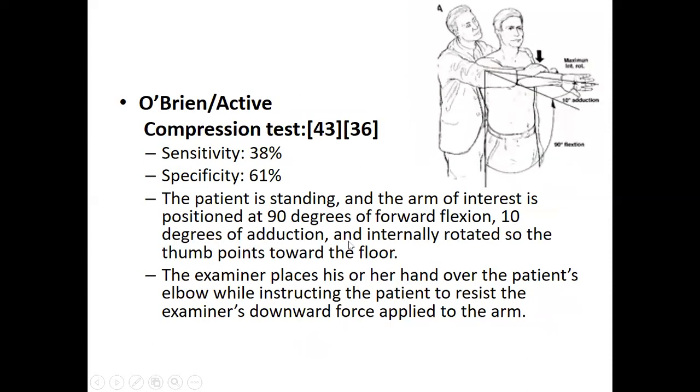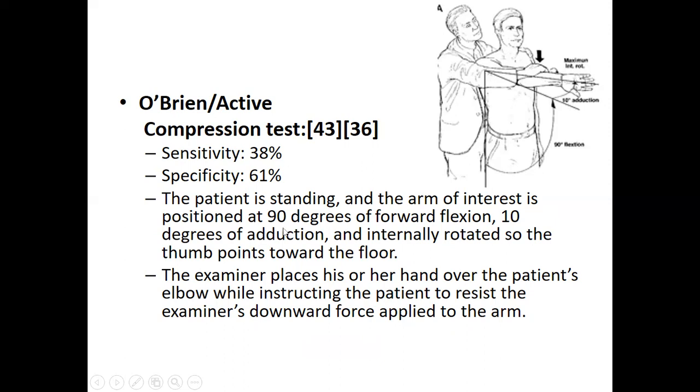The next test is the O'Brien active compression test, which basically sets up two provocative tests. Initially, one is with the internal rotation and the other is with the external rotation. The sensitivity is quite low, that is 38%. Specificity is 61%. The patient is in standing position and the arm of interest, suppose here it is the right side.